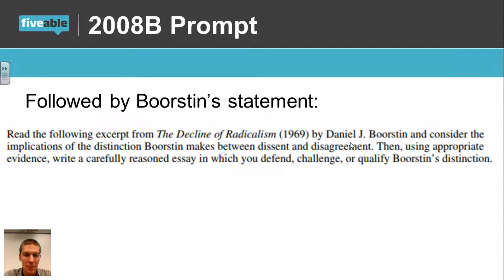And then here's the task. Then, using appropriate evidence, write a carefully reasoned essay in which you defend, challenge, or qualify Boorstin's distinction. Let's pause on this lingo because we haven't seen it much yet. Defend means you fully agree. Challenge means you disagree: he's wrong, and here's why. And qualify means you're somewhere in the middle.